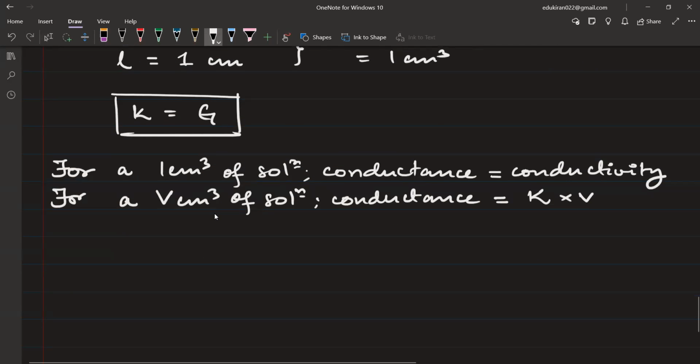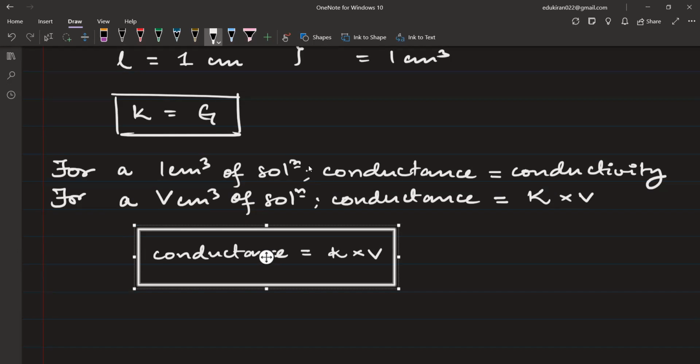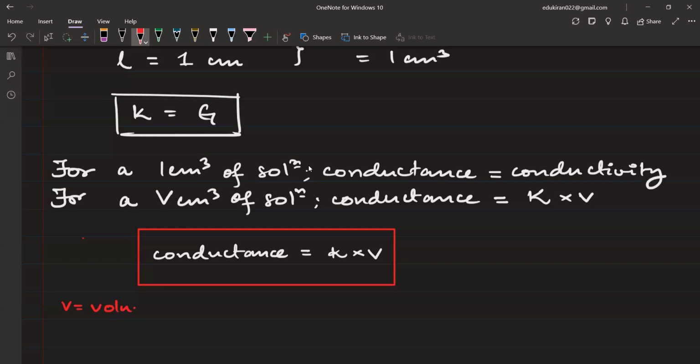So from here we get the formula: conductance is equal to kappa times the volume. Please remember that volume is in centimeter cubes, okay? V is the volume of solution in centimeter cube, or we can write ml. 1 centimeter cube is equal to 1 ml.